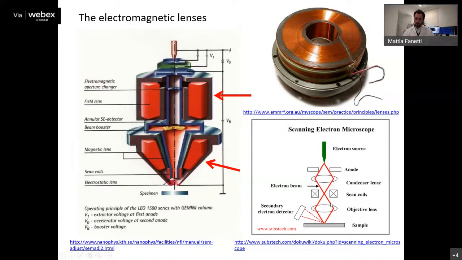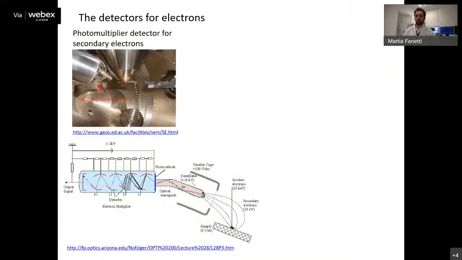There are several different lenses inside the column. And at the end, where the sample is, you have a focused beam of a few nanometer size. And then, of course, we need the detectors, because after the interaction between the beam and the sample, I want to detect the signals.